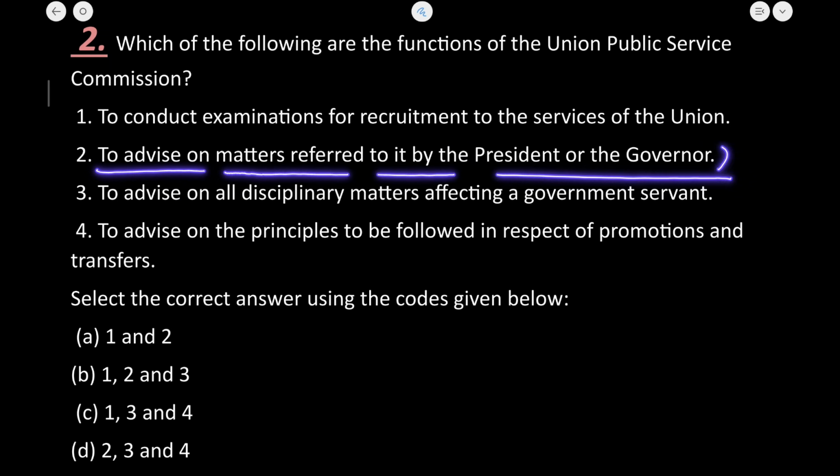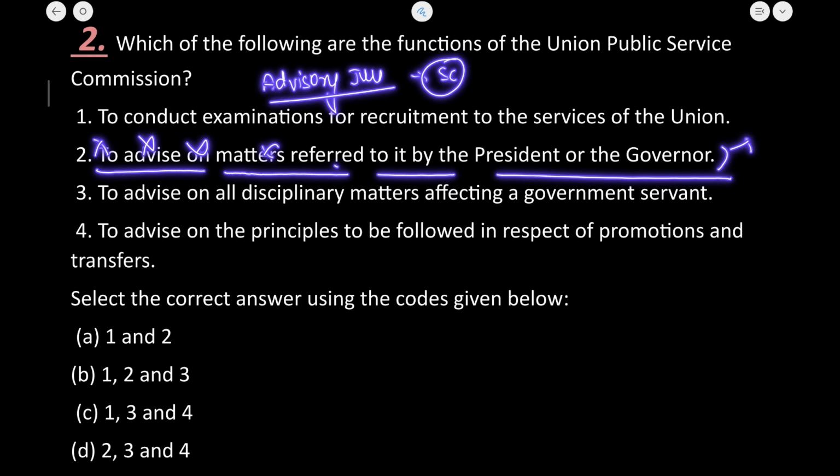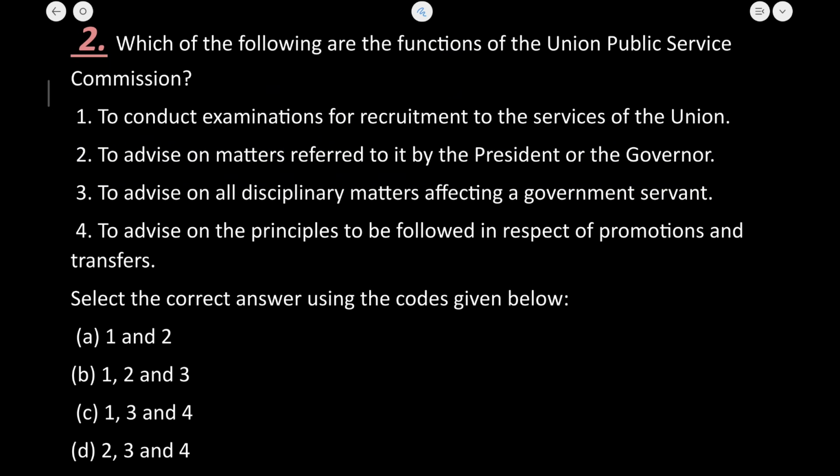So this is not correct at all. Why is it not correct? Because the advisory jurisdiction to the President lies with the Supreme Court and it is not a function of the UPSC. Basically, the second option tells us about the advisory jurisdiction, so this is nowhere related to the functions of the UPSC. That is why we will eliminate the second option. Straight away we will come to the answer, but let us see the other options as well.